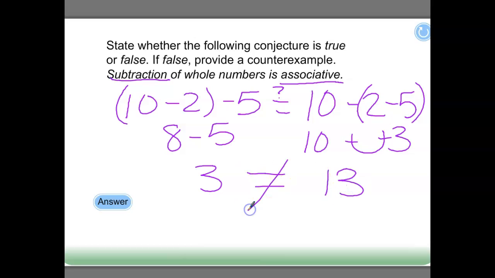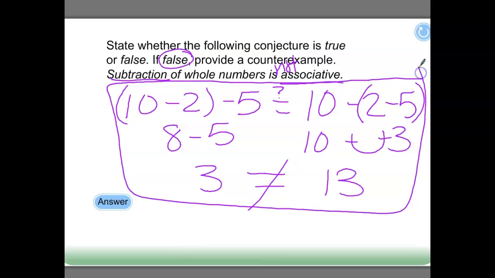3 does not equal 13. Therefore, this is false. Subtraction of whole numbers is not associative. And this is my counterexample because it does not work.